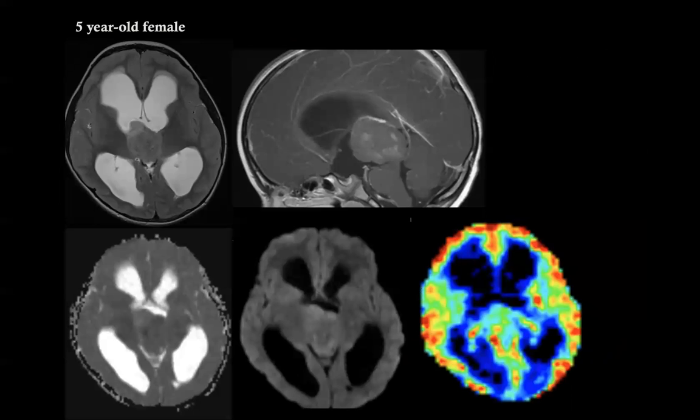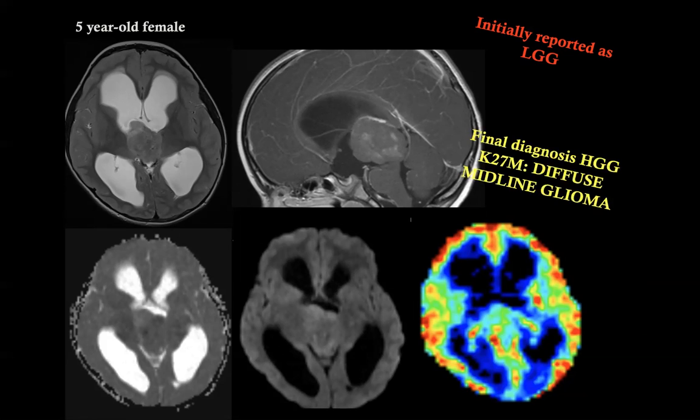Finally, two cases. This is a large mass, not showing really restriction, maybe just a bit, but the signal is not very dark in ADC. Not much contrast enhancement, a lot of perfusion, and this intermediate T2 signal. So whoever reported this scan called it low-grade glioma. Someone else called this a germinoma. They did the biopsy, and this was a diffuse midline glioma, basically the supratentorial version of the DIPG. Very, very strange location, but possible.